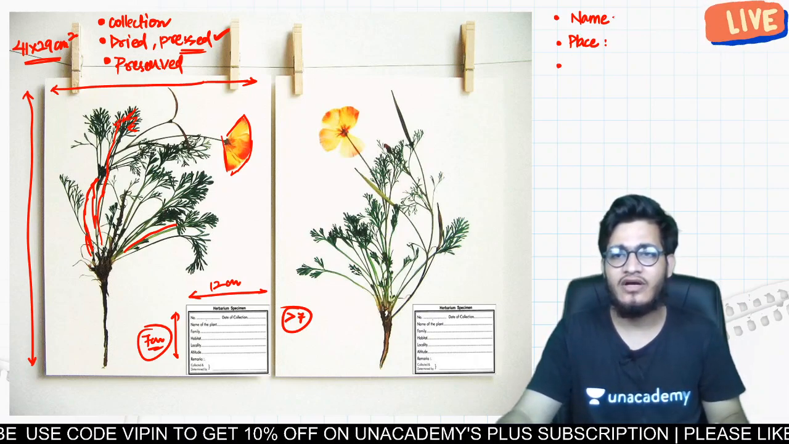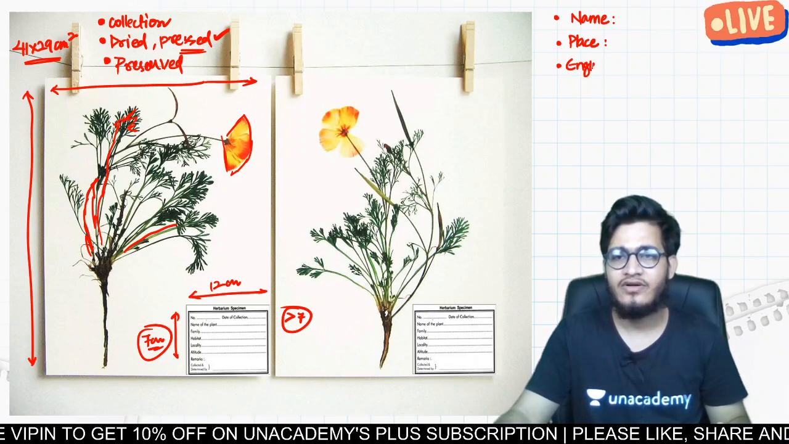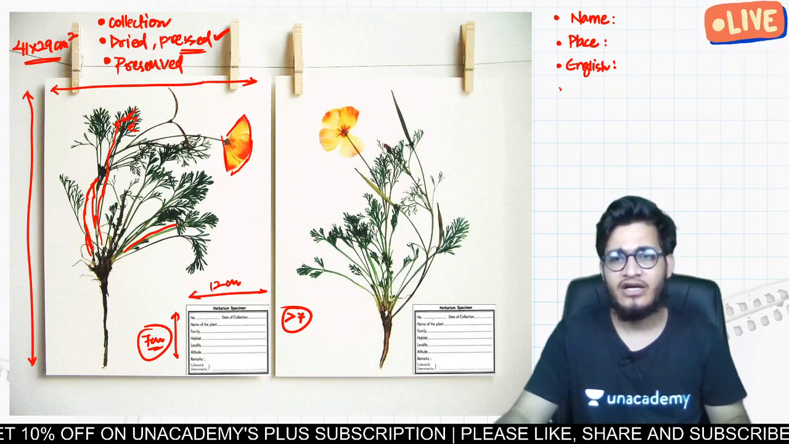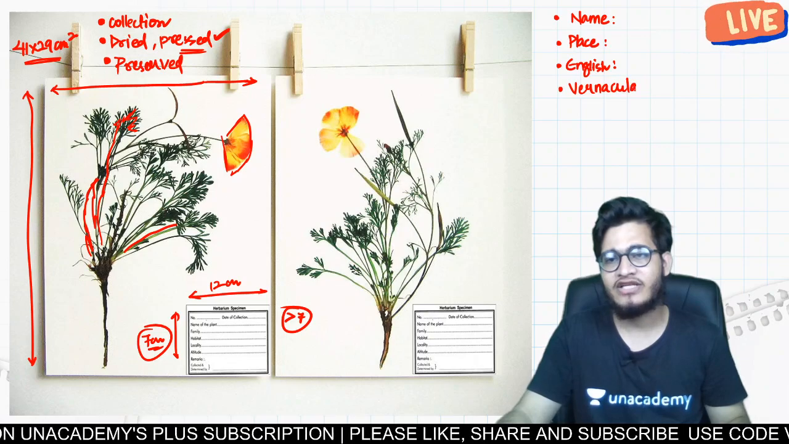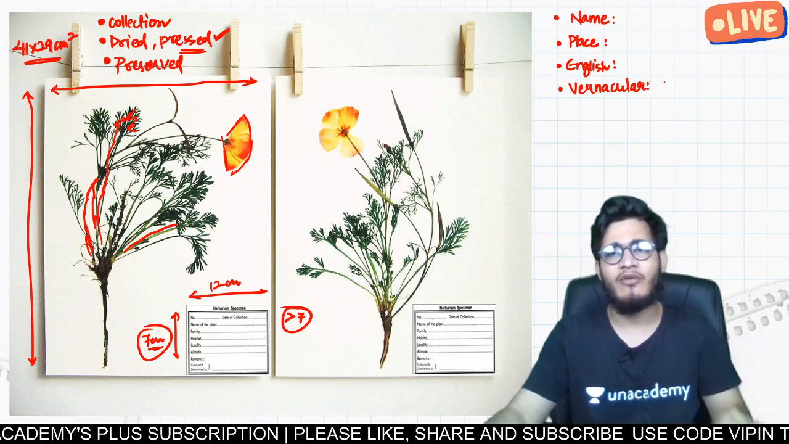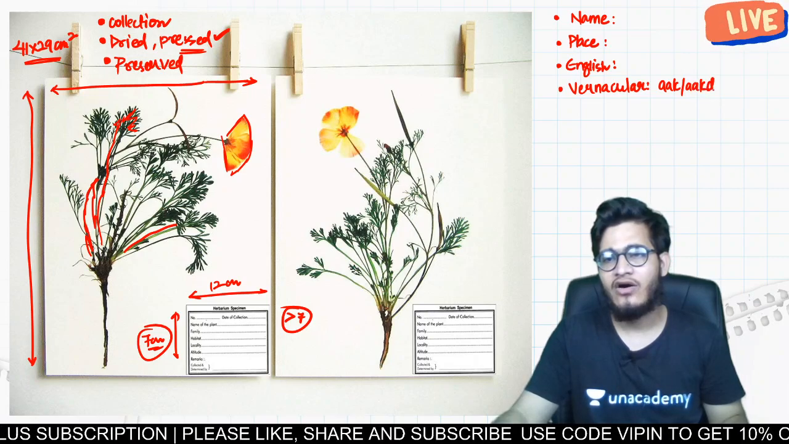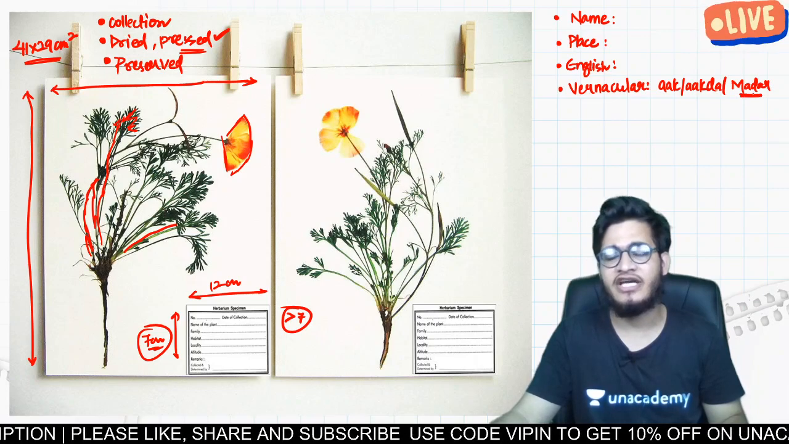Okay, so name is there, place is there. After that there is the English name, whatever the name of this plant. After that, the vernacular name, that is, what is the local plant name. For example, let's say if I have taken Calotropis, so the local names are going to be Ak or Akda or Madar. These are going to be the vernacular names at a variety of places in India.